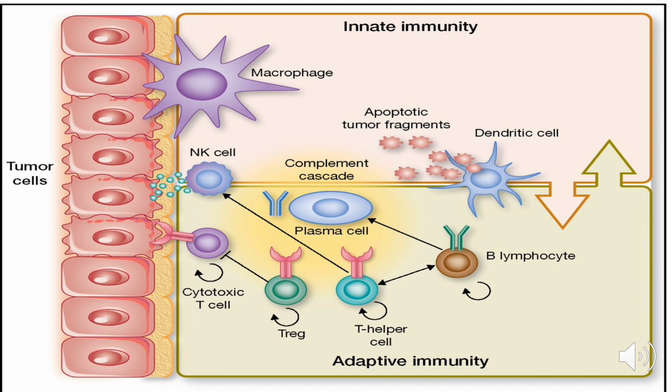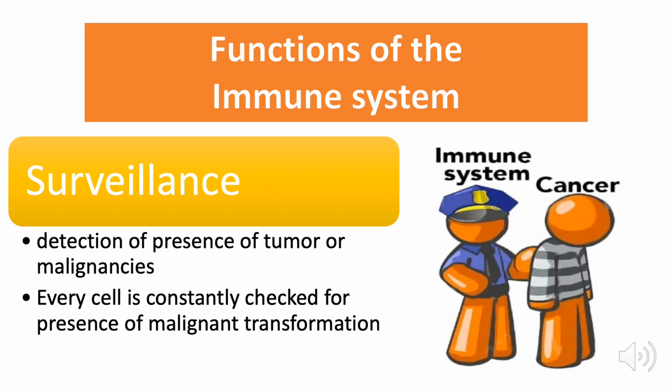And this is now the second function of our immune system. We call this one surveillance. So the first function is defense, and the second function is surveillance. When you say surveillance, the immune cells or other components of the immune system will check all the cells in the body and check whether they have undergone malignant transformation. If they do, they will be subjected to apoptosis or lysis.